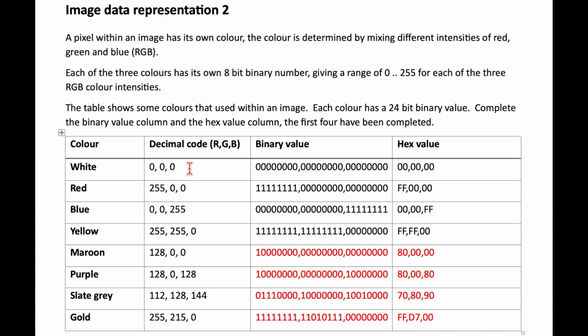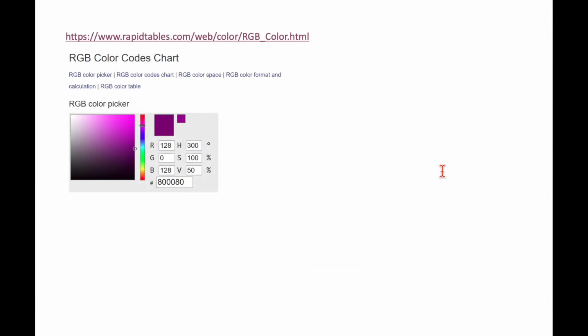We can now convert our decimal values to binary, binary to hex values for each of the colors within a given pixel. If you'd like to know more about RGB colors, here is a link to a website that allows you to choose colors using the color picker, or you can put in the decimal values of the intensities of RGB and it gives us the hex value.